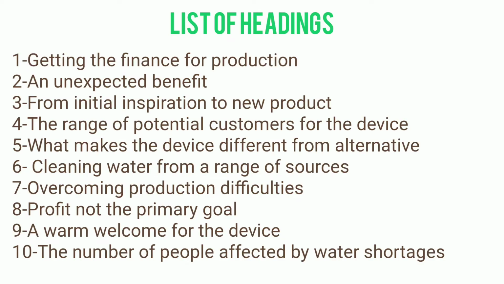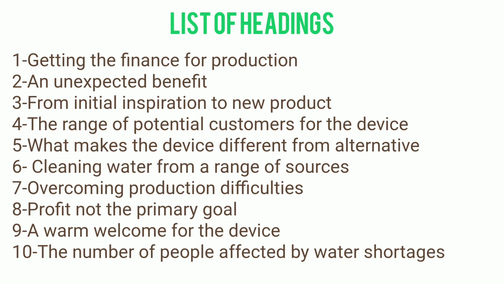Getting the finance for production, no money involved over here, so let's cross this. An unexpected benefit, again it is talking about reaching a wide variety of users, so there's no benefit or money involved. So 1 and 2 are gone, 3 is already done. Okay, fourth, the range of potential customers for the device. Yes, the range of customers and a wide variety of users. You see, paraphrasing, it is almost similar. So let's keep option number 4 open.